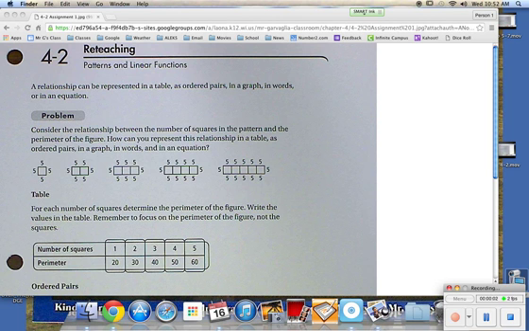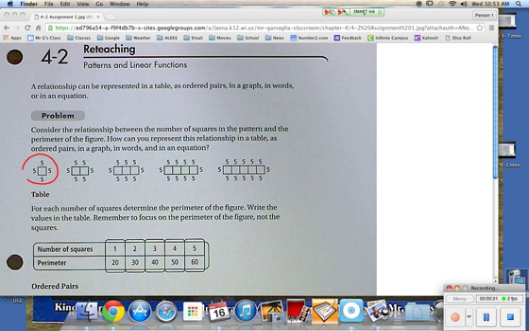Chapter 4, Section 2. We're going to learn about patterns and linear functions. A pattern would be if we find an order of numbers that consistently go up by the same amount, or they form a pattern as they increase. Let's take a look at these different shapes.